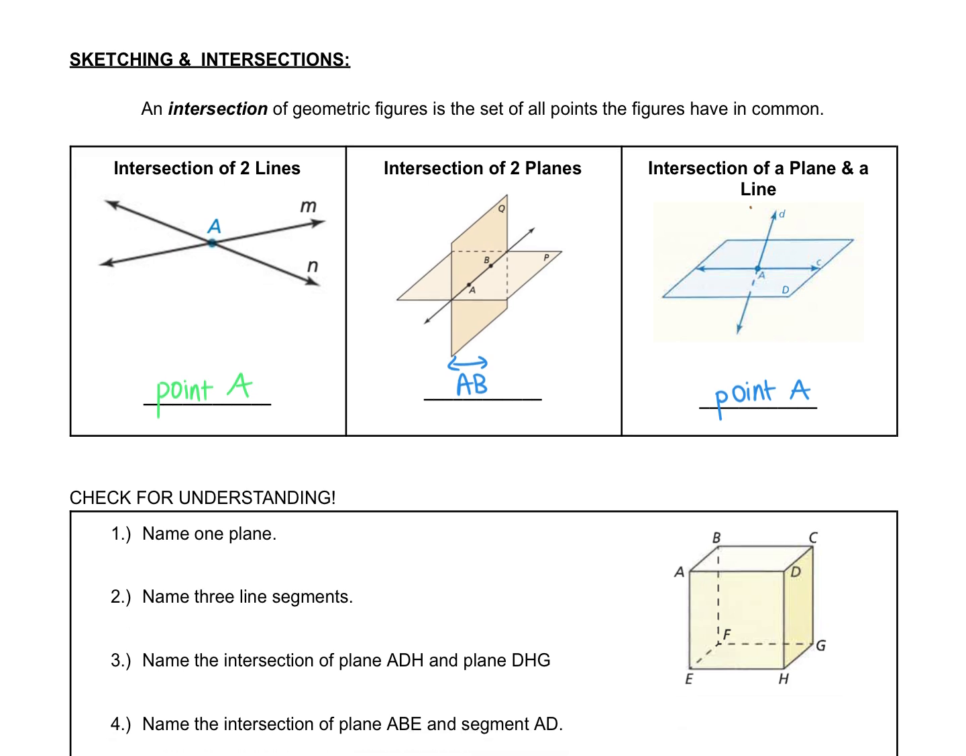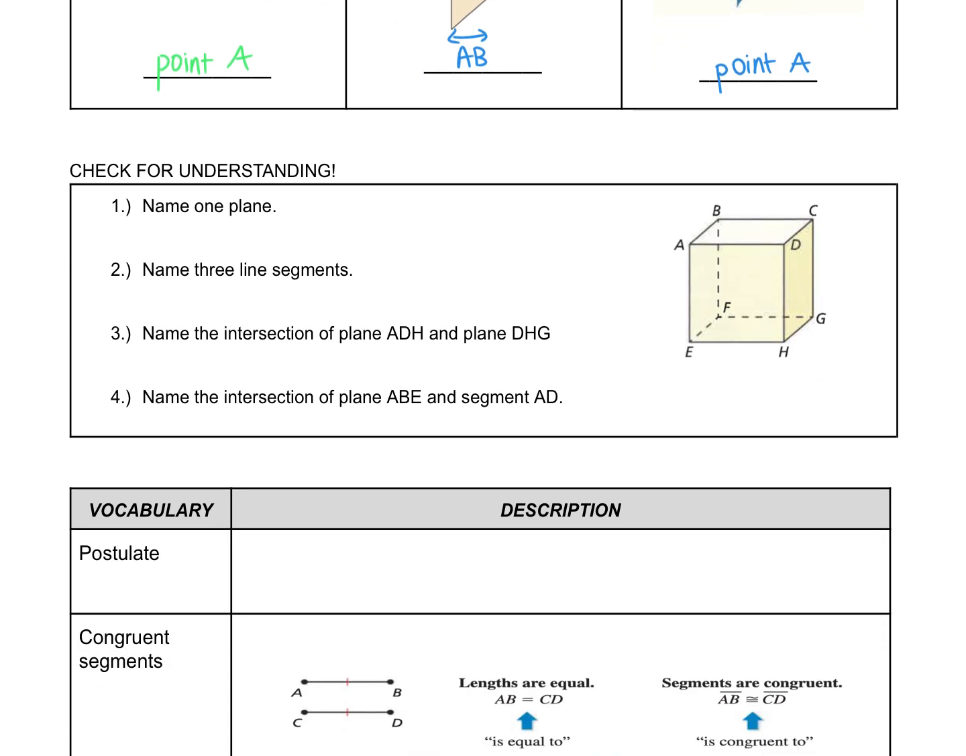Okay, we are going to do this example together. Specifically, we're going to do 3 and 4. I don't think we need to do 1 and 2. Name the intersection of plane ADH and plane DHG. Where is plane ADH on that box? The outer part. Which face of the box is it? The front. Okay, so we're taking a look at the front. And then plane DHG. Where is that? The side. The right side.